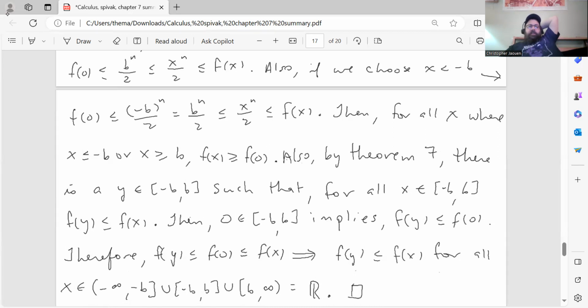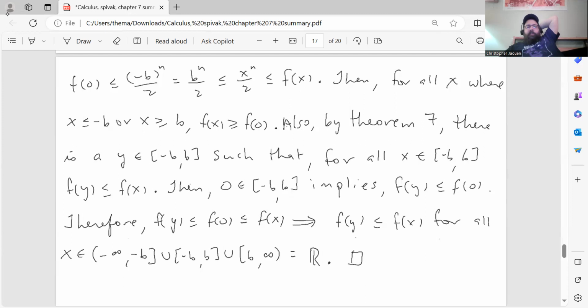Also, by theorem 7, there is a y in the closed interval from negative b to b, such that for all x in the interval from negative b to b, f of y is less than or equal to f of x. That follows directly from theorem 7. Then, since 0 is in the interval from negative b to b, that implies that f of y is less than or equal to f of 0. Therefore, f of y is less than or equal to f of 0, which is less than or equal to f of x. So that means that f of y is less than or equal to f of x no matter what x is.